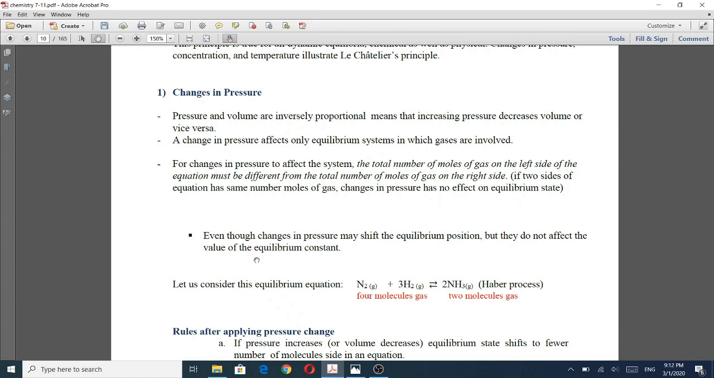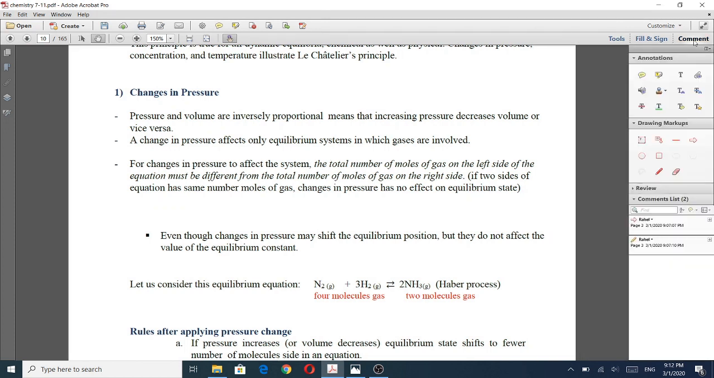And there is a very important point in this area. For a change in pressure to be effective, the total number of moles of gas on the left side of the equation must be different from the total number of moles of gas on the right side. What does that mean? If two sides of the equation have the same number of moles of gas, changes in pressure have no effect on that equilibrium state.